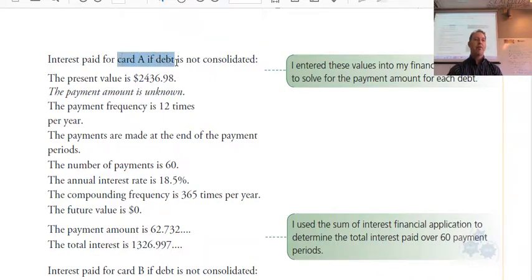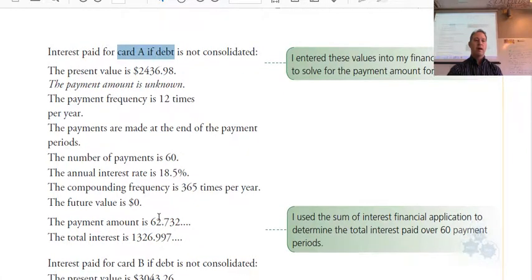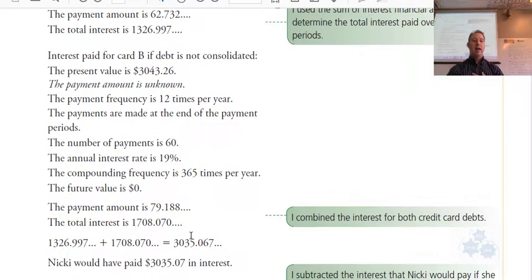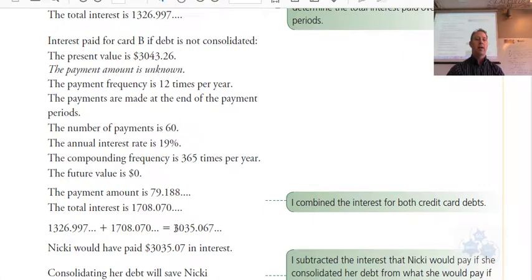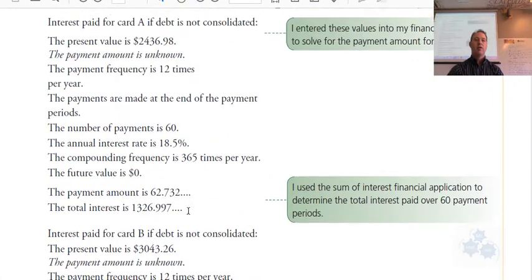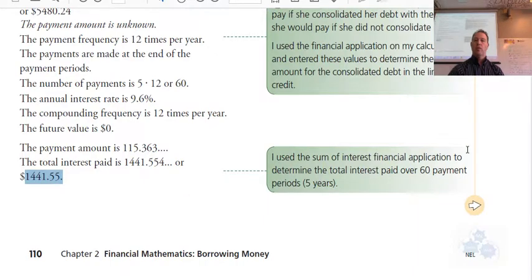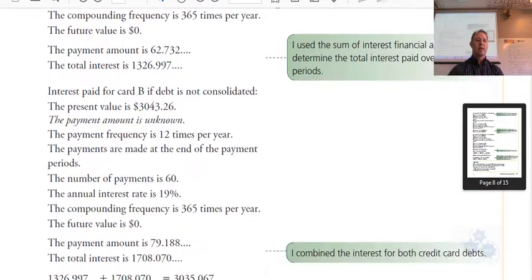So if credit card A was not consolidated, she would take this money at a much higher percent over 5 years. She'd find out that her payment amount would be $62 on that amount, and the total interest would be $1,300 for that one balance. She would do the same thing for credit card B, at 19%, and the payment amount she's calculated would be $79. Total interest here would be $1,700. So you add those two together, and she's paying interest of $3,035. So what was the other value? Interest here, $1,400. So it appears that she's paying quite a bit less interest if she can take that option.